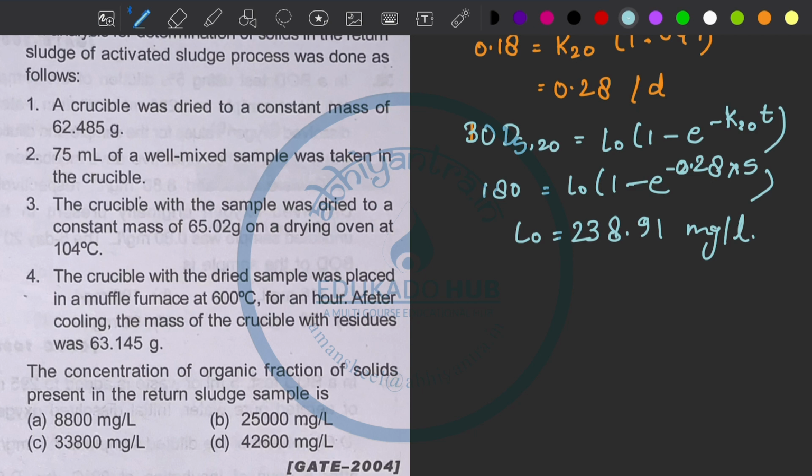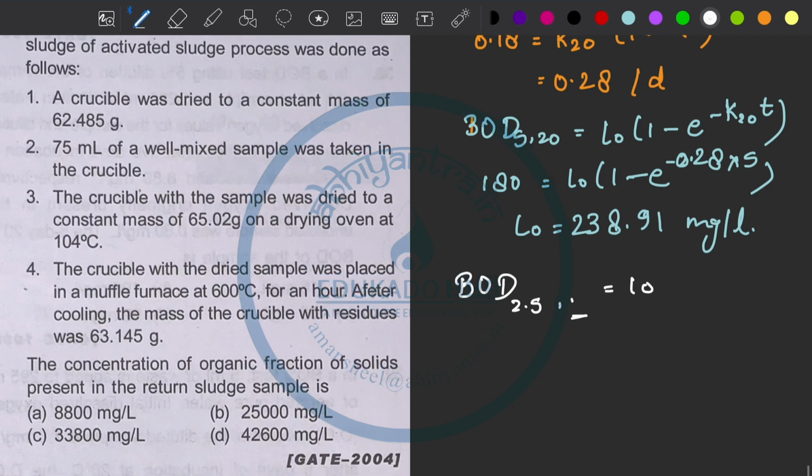So now can we calculate, see what do we want? We want BOD at 2.5 days, at what temperature, right? But the value is equal to 180. Okay, so this value is given, but the temperature we don't know. So can I say that this 2.5 days BOD is nothing but L0, that is always the same, right? 238.91, (1 minus e to the power minus K into time). K I don't know, but time I know, time is 2.5, so K into 2.5.